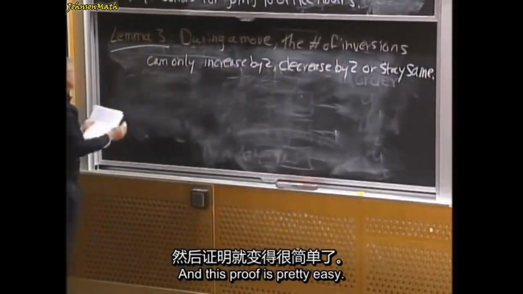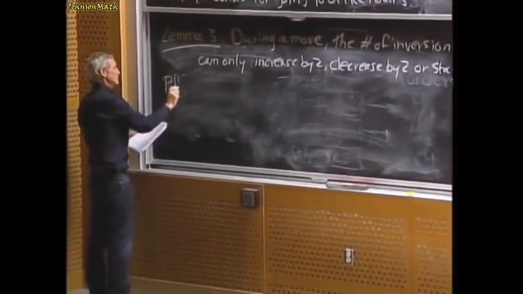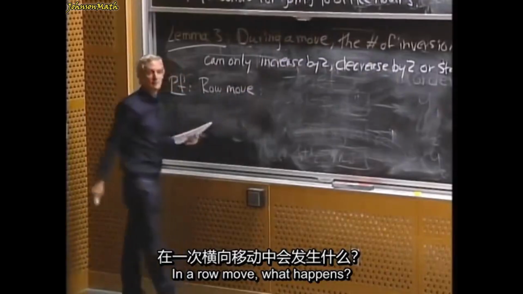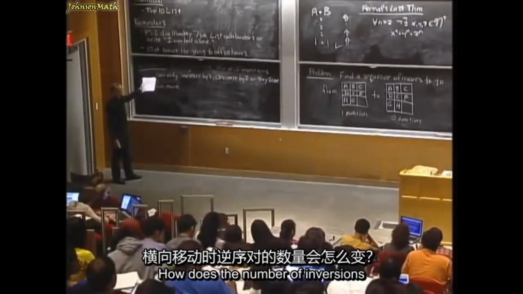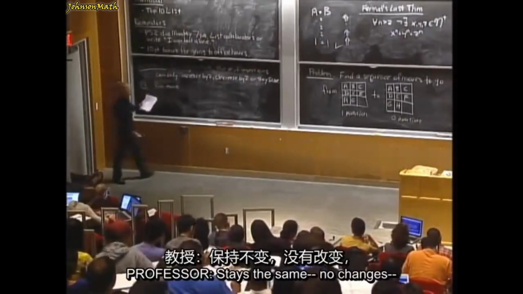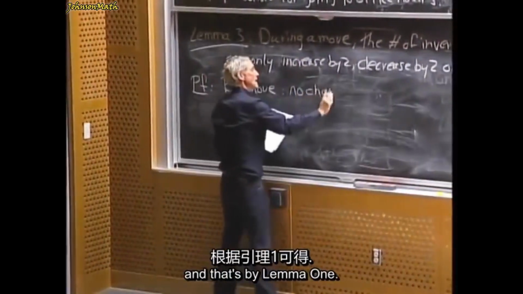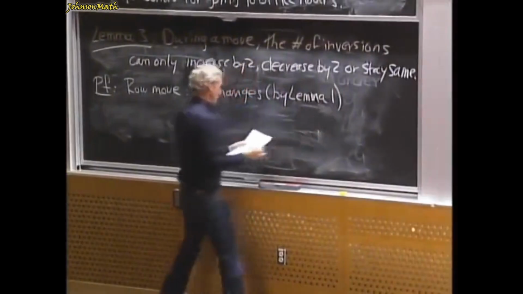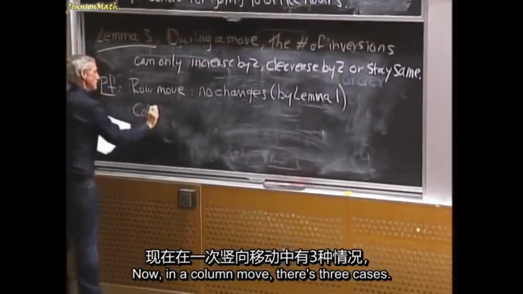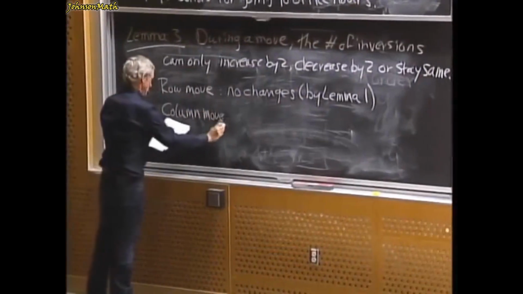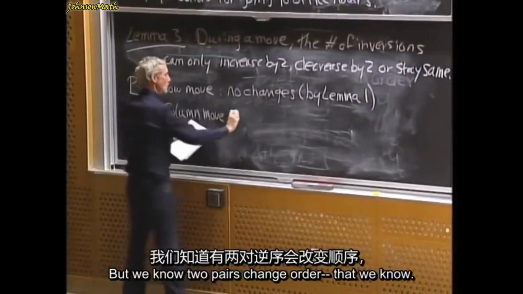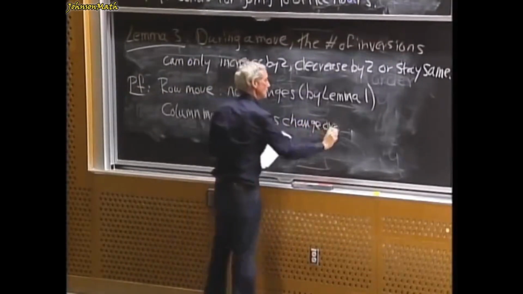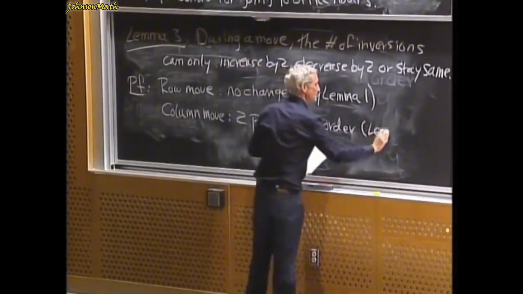All right, and this proof is pretty easy. There's a couple of cases. In a row move, what happens? How does the number of inversions change in a row move? Stays the same. No changes. And that's by lemma 1. Now in a column move, there's 3 cases. Well, we know 2 pairs change order. That we know. That's lemma 2.